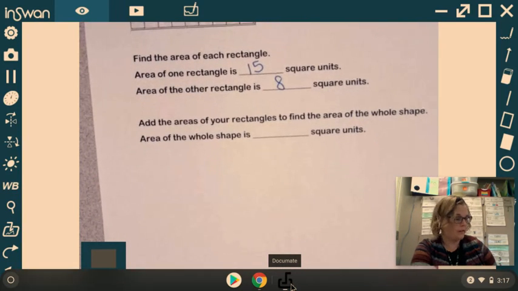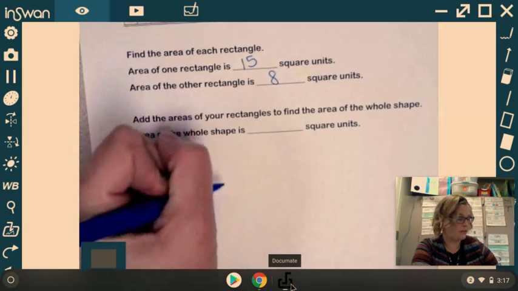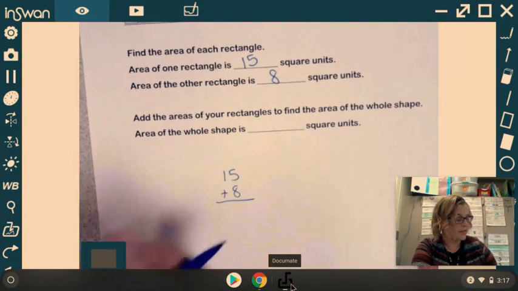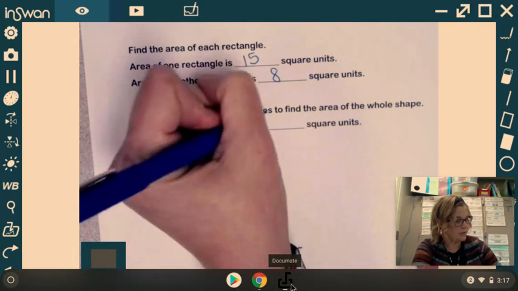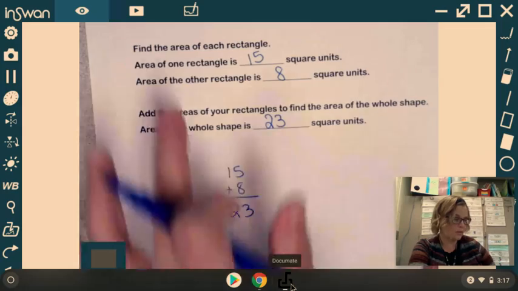Then finally it says add the areas of your rectangle to find the area of the whole shape. The area of this whole shape is, you should have said 23. Because there are 23 square units in this rectangle.